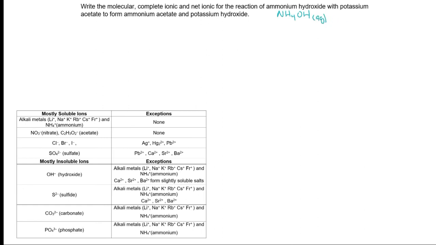Let's take a look at potassium acetate. That is going to be KC2H3O2. Let's check solubility rules, and let's see if this is going to be soluble or insoluble. I do see potassium here under soluble and also acetate under soluble. They both have no exceptions, so this is definitely a soluble salt.